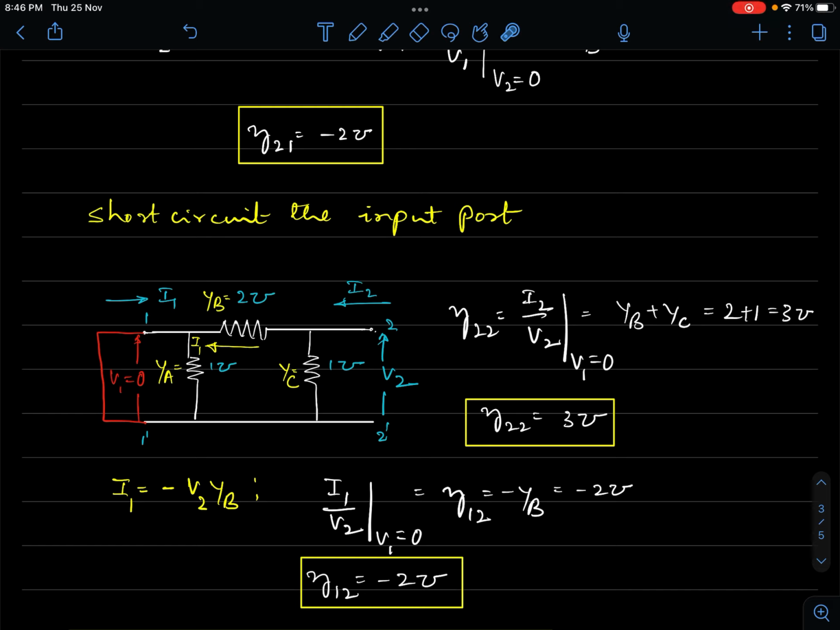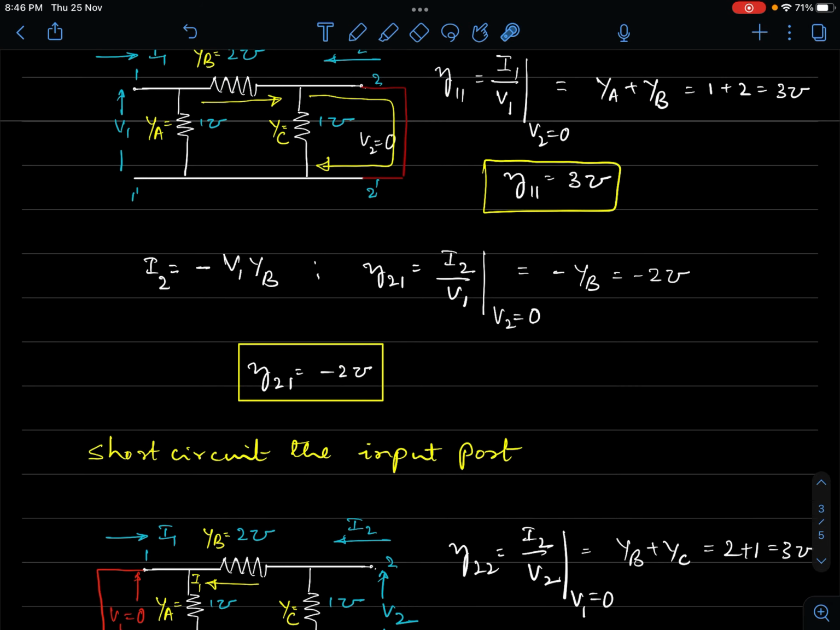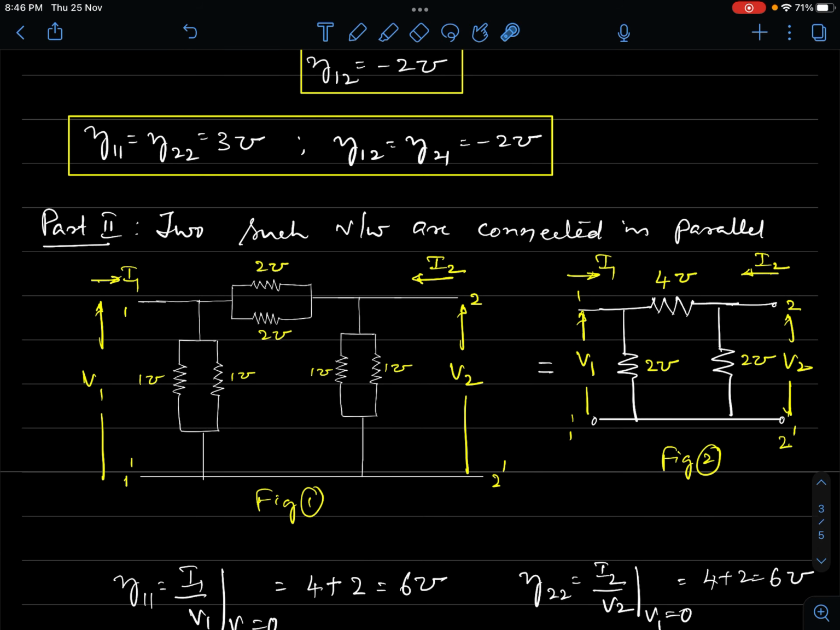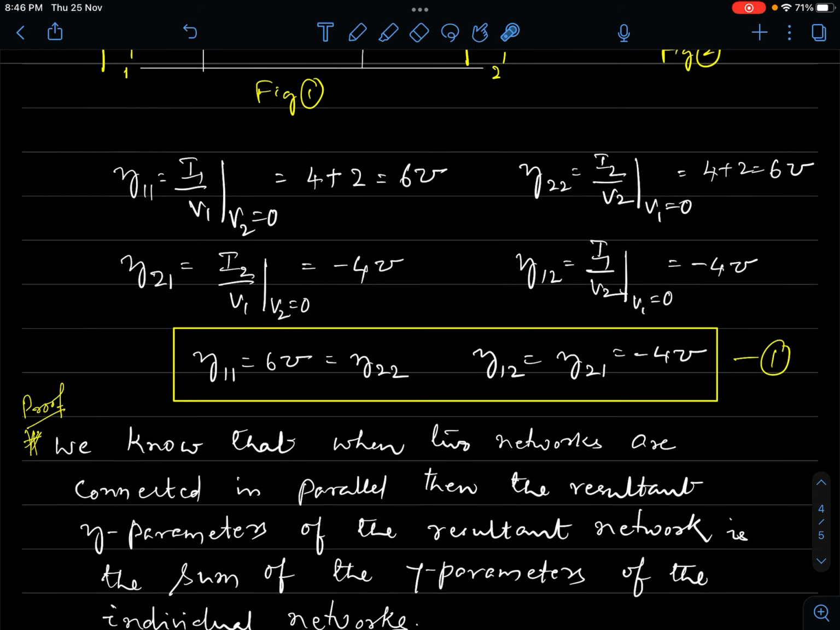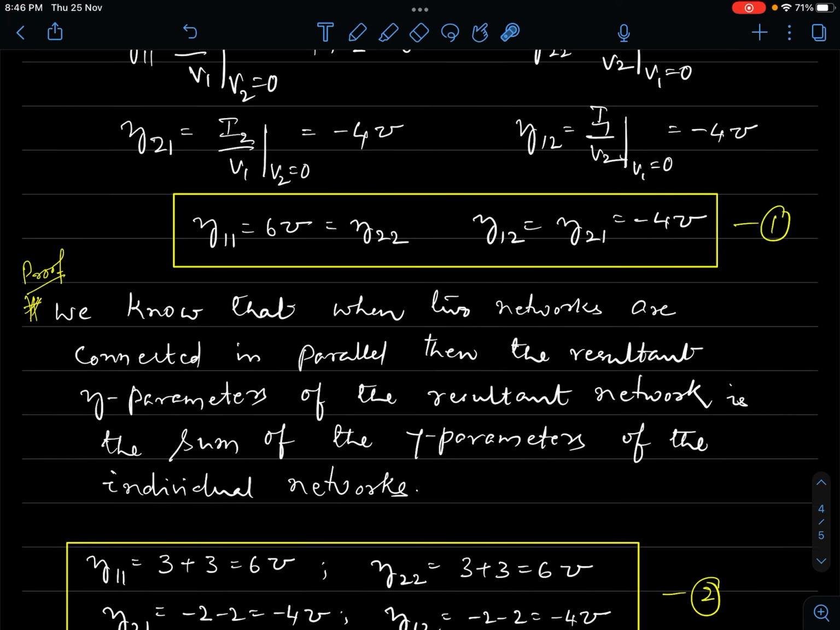Similarly here, y22 is yb plus yc, and your y12 is minus yb. We can make use of these results, but you should know what ya, yb, yc are if you want to use them. Otherwise, from first principle, it is simple enough. We have made use of first principle and determined the two-port admittance parameters, or short circuit parameters. And this completes the problem.